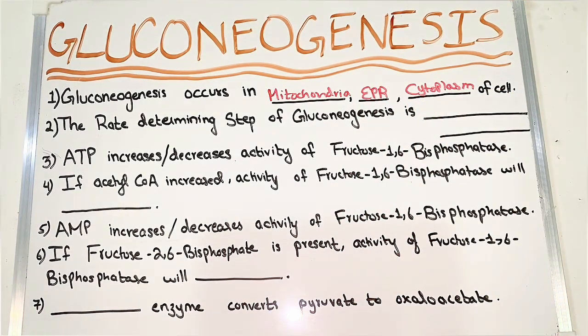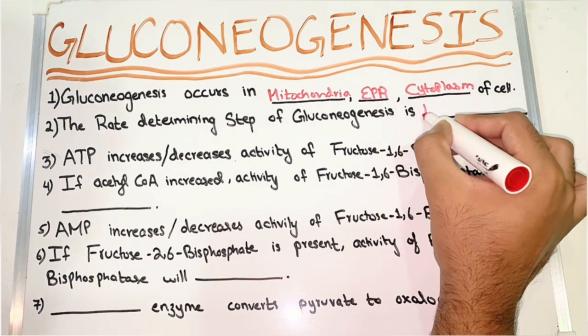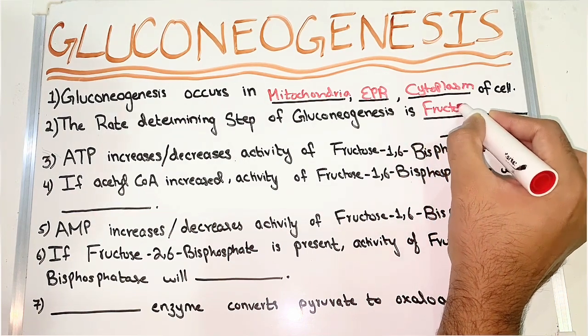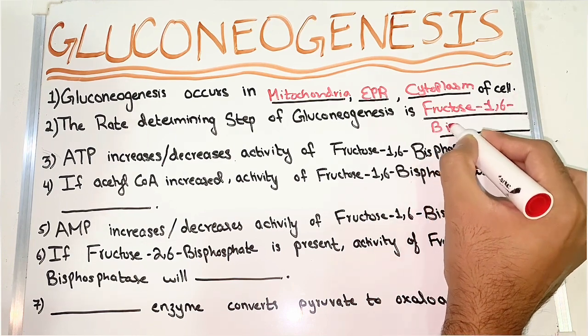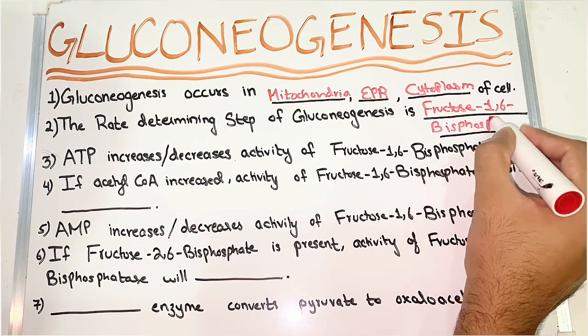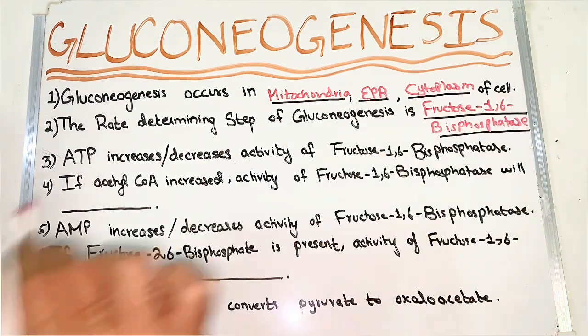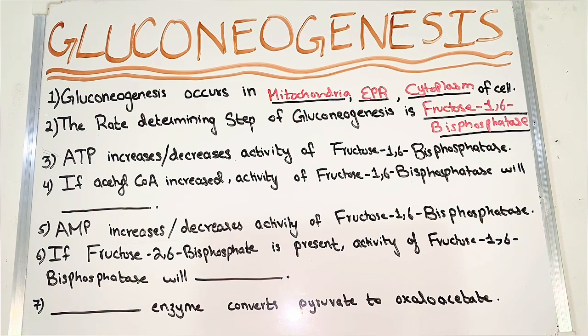So the first question is, gluconeogenesis occurs in mitochondria, endoplasmic reticulum, and cytoplasm of the cell. It happens in three parts of the cell. The second question is, the rate determining step of gluconeogenesis is. We will write the name of the enzyme. As we know, in glycolysis fructose 6-phosphate is converted into fructose 1,6-bisphosphate, and in gluconeogenesis, fructose 1,6-bisphosphate is converted into fructose 6-phosphate by the enzyme fructose 1,6-bisphosphatase. It's not a reversible reaction. The third question is, does ATP increase or decrease the activity of fructose 1,6-bisphosphatase?